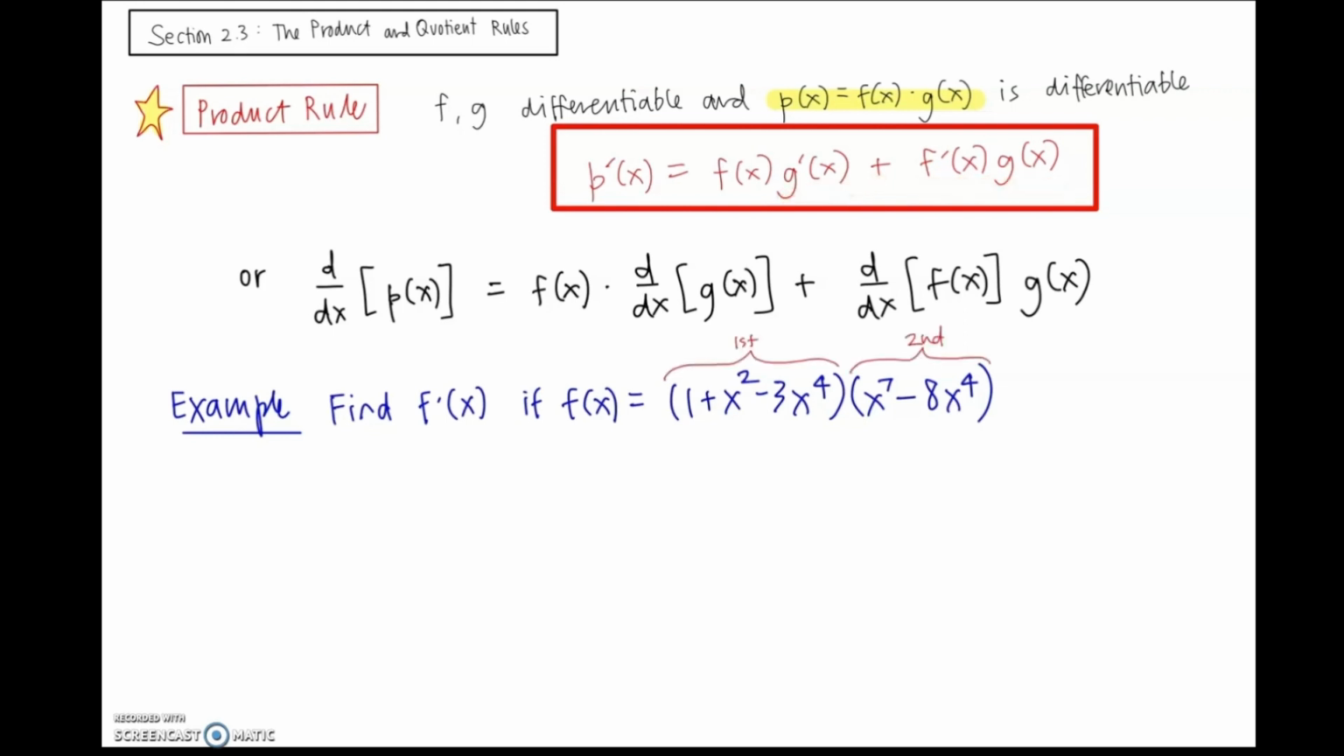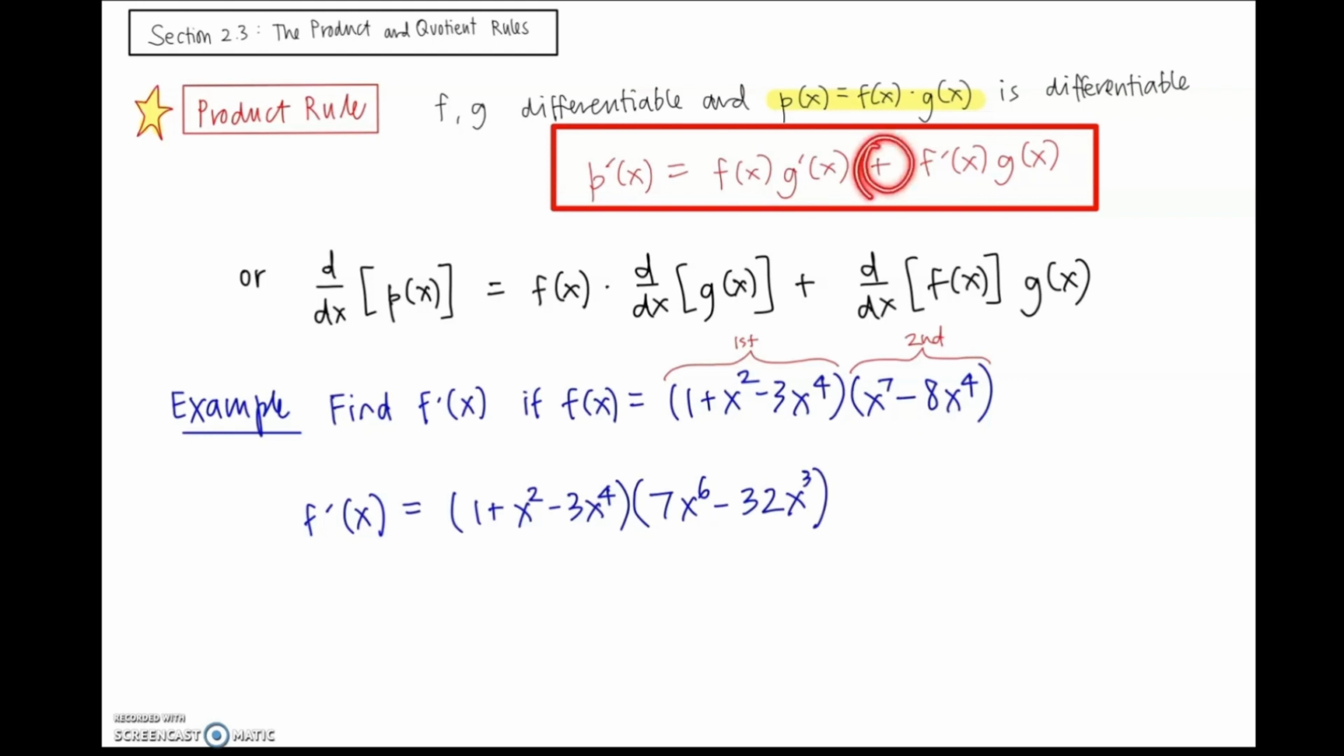So just so I'm clear, as I'm doing this, I'm going to remember this is the first and this is the second function here. Okay, so here we go. We're going to take the regular first, so that's just 1 plus x squared minus 3x to the fourth. Now times the derivative of the second. So the derivative of this second part will be 7x to the sixth minus 4 times 8 is 32x cubed.